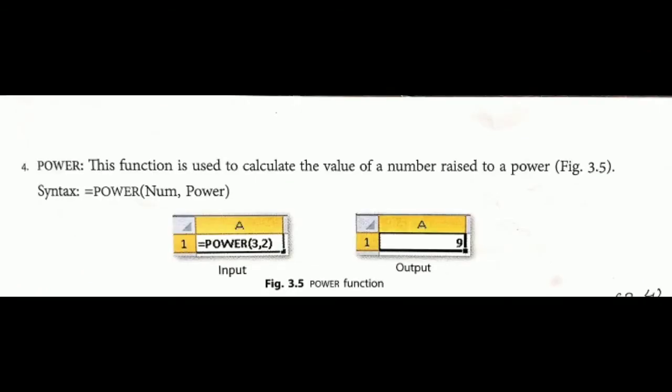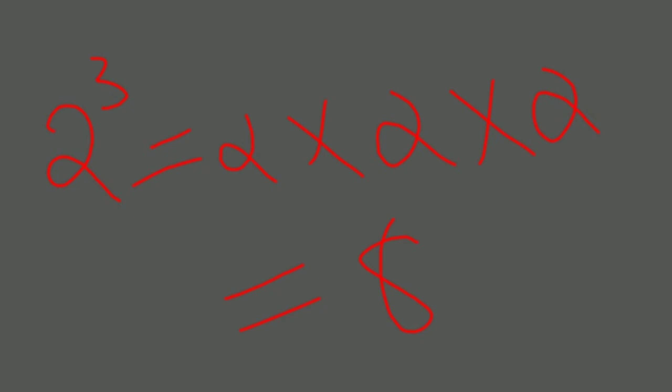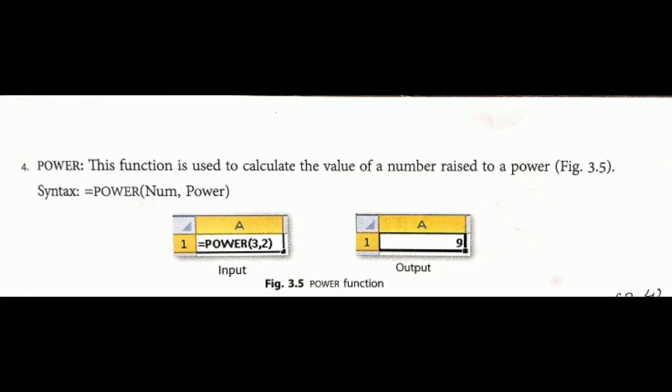The fourth type of function is power. This function is used to calculate the value of a number raised to a power, and the syntax is equal to power of number comma power. How do you find the power? For example, 2 raised to 3 means that you multiply the number 2 three times, that is 2 into 2 into 2 equal to 8. And see in this picture, here we have to find the power of 3 comma 2, which means the number is 3 and the power is 2. 3 raised to 2 is 3 into 3 equal to 9. The output is 9.